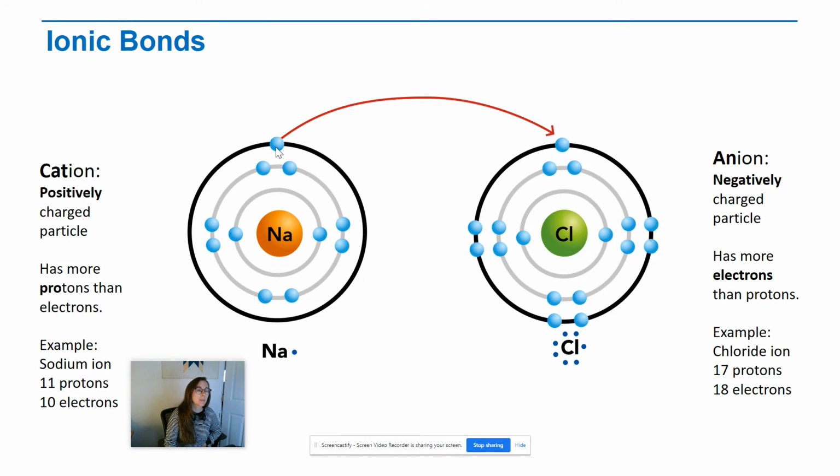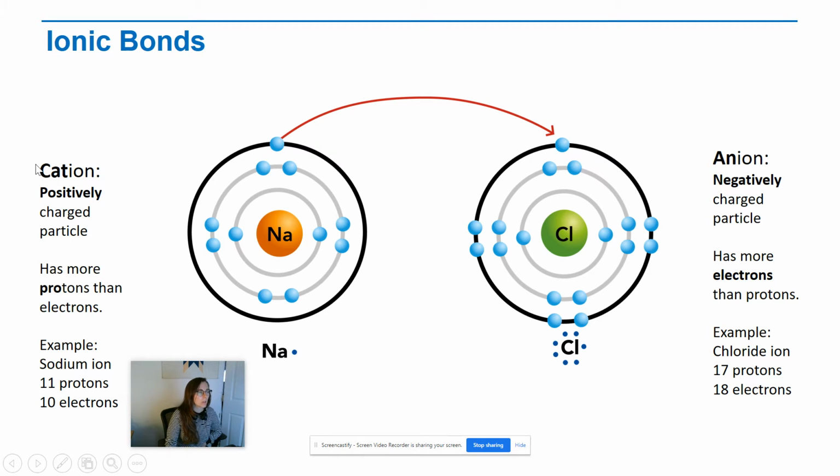It can get rid of it. It can give it to another atom. And then the result is that it will have a full valence shell, if this next energy level, the second energy level, becomes the valence shell. And so this is what we call a cation.